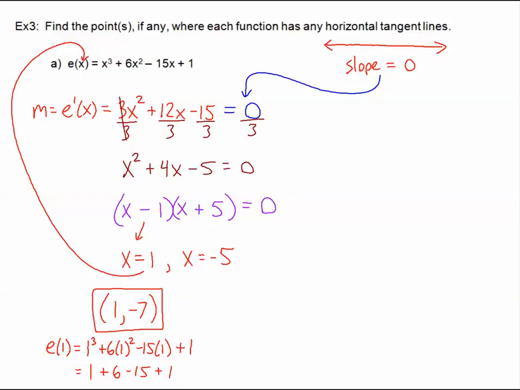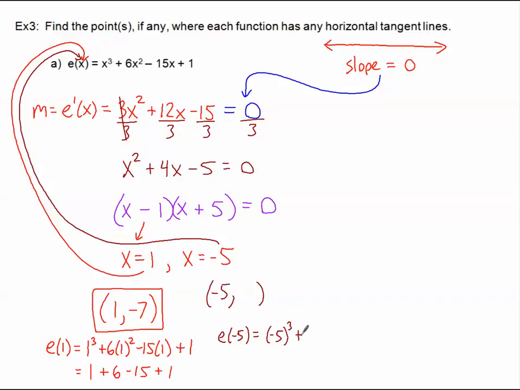Let's do the same thing for the negative 5. Again, the negative 5 has to be plugged into the original function. So I'm looking for, let's say I've got negative 5 comma something. Let's do e of negative 5. And that will be negative 5 cubed plus 6 times negative 5 squared minus 15 times negative 5 plus 1.